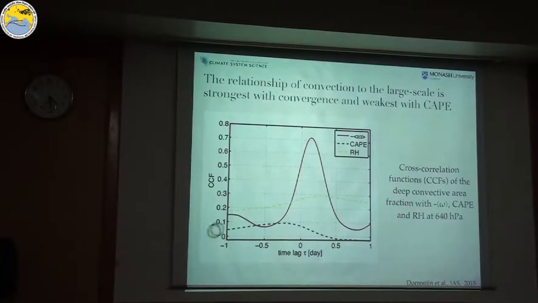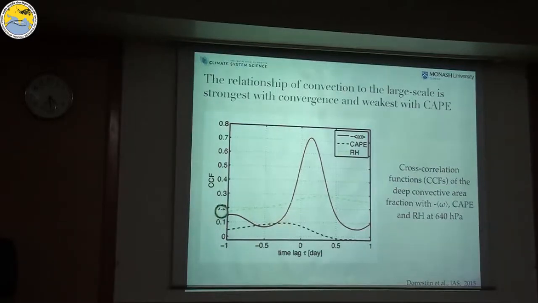So the first thing we see, let's start with CAPE, since we've talked so much about CAPE. The correlation of convection with CAPE is very weak. You can see that the largest correlation is that CAPE is leading the convection, so that's kind of nice. So it makes it look like it's a useful predictor, but quantitatively it doesn't explain much. It explains 1% of the variance, right? Correlation is 0.1, and if you square this, you get 1% of the variance.